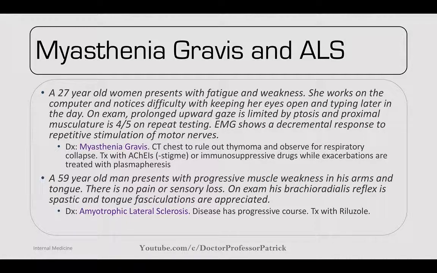treated with plasmapheresis. Next, we've got a case of a 59-year-old man who presents with progressive muscle weakness in his arms and tongue. There is no pain or sensory loss.